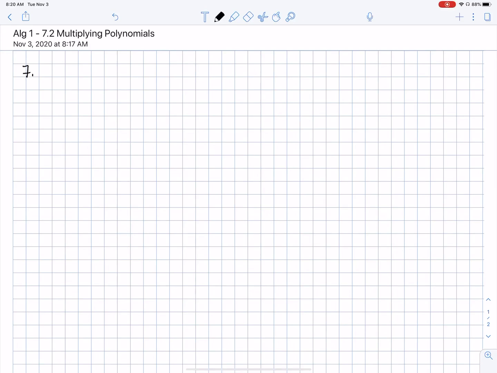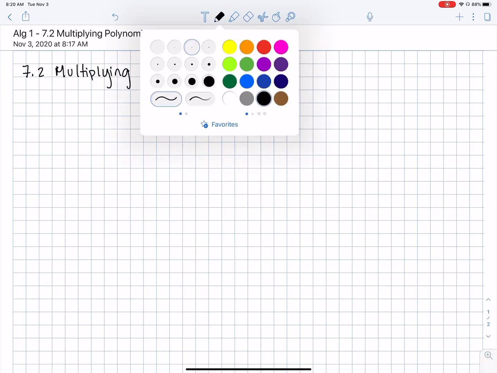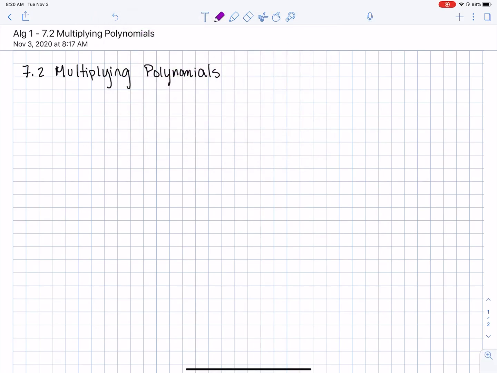Okay, 7.2 multiplying polynomials. So we've been discussing what a polynomial is, how you combine like terms, and now we want to go ahead and multiply. And we touched a little bit on it today, which was that when you are multiplying polynomials, it's always good to go ahead and think about your exponent rules.